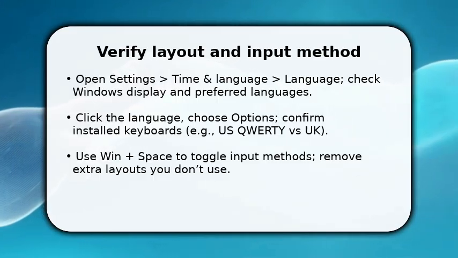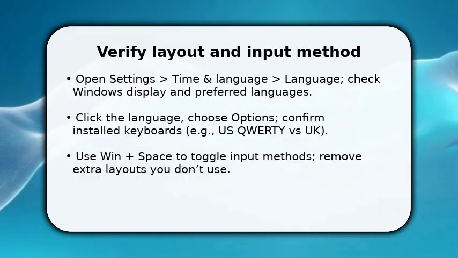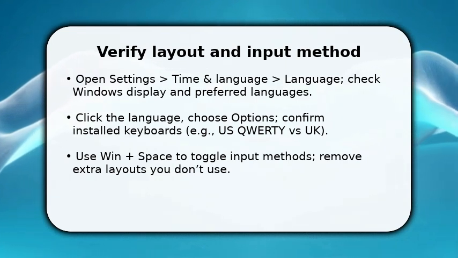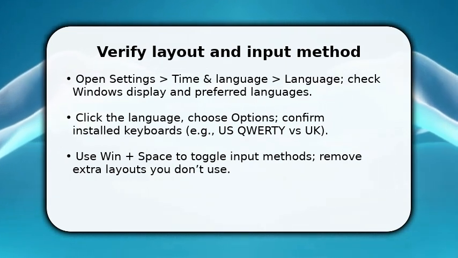Use Win plus space to toggle quickly and verify in a text editor. This fixes most cases because Windows maps physical keys to characters according to the selected layout, not the hardware label.